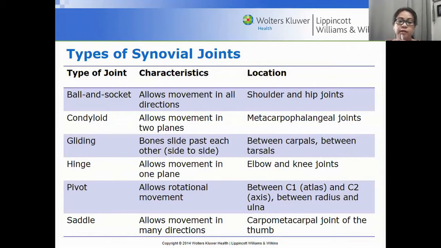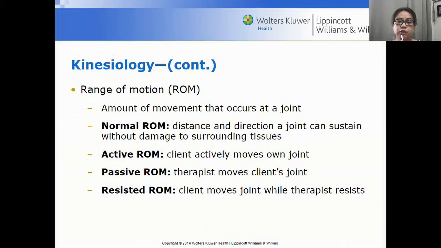Then the pivot allows rotational movement, such as between C1 and C2 of the cervical spine, and between the radius and the ulna. Then we have the saddle, which allows movement in many directions, like the carpometacarpal joint of your thumb. So next, the range of motion, the amount of movement that occurs at the joint.